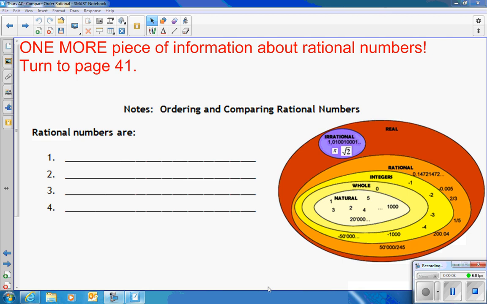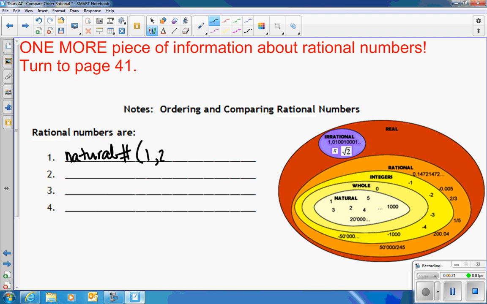This lesson is over comparing and ordering rational numbers. Rational numbers are the numbers that we've been dealing with all week. So they include your natural numbers, which are your counting numbers, 1, 2, 3, etc. They also include your whole numbers, which is the same thing as the natural numbers. You just add 0. Your integers, which of course we talked about at the beginning of this year.